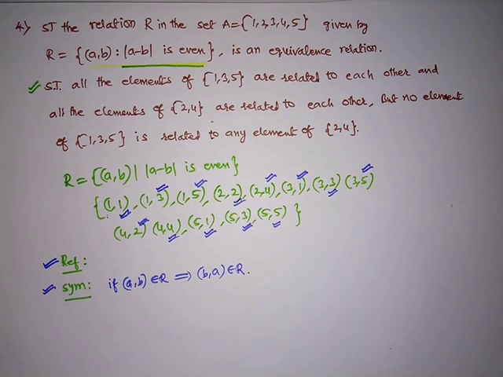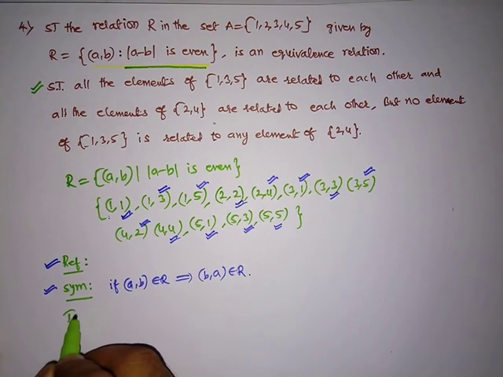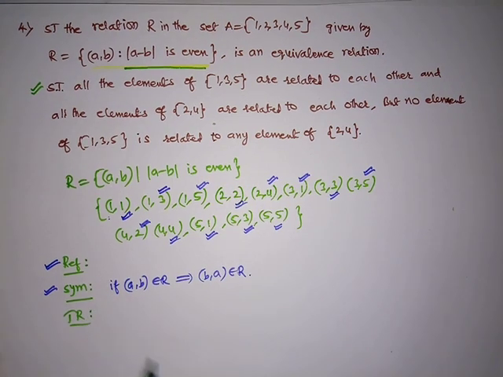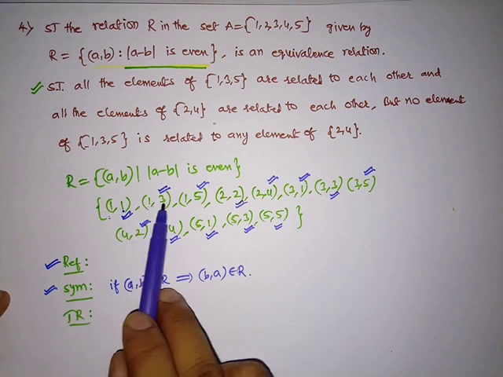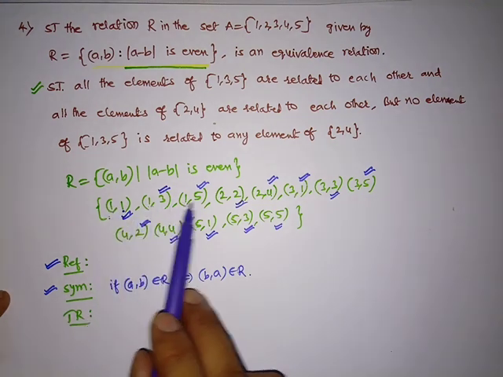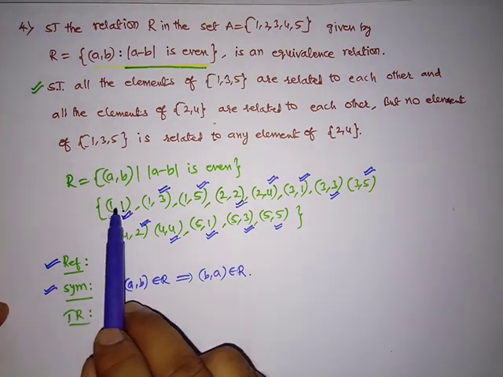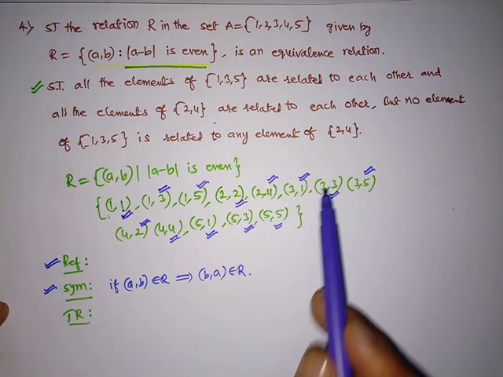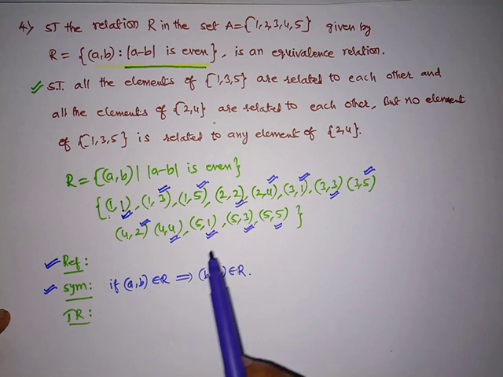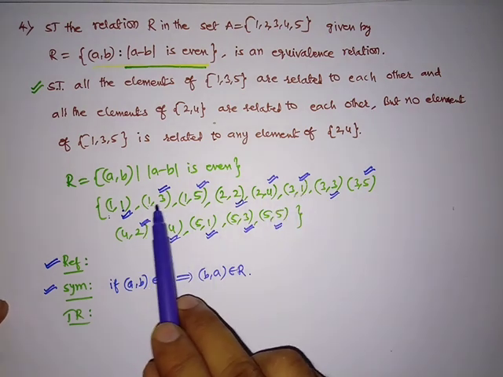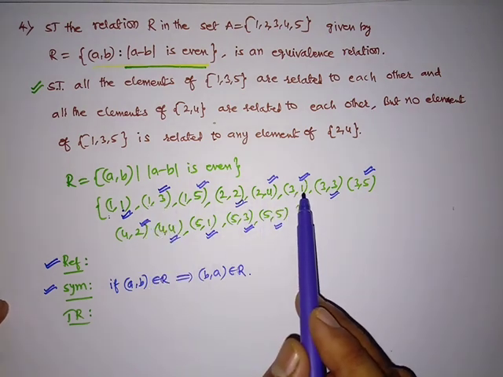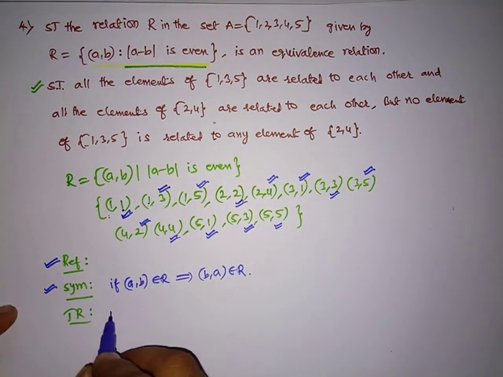Coming to the next, whether it is transitive or not. In the transitive case, starting with 1, 1 comma 3 is present, 1 comma 1, 1 comma 5 is present, okay. So there is no need of considering 1 comma 1, 2 comma 2, 3 comma 3, 4 comma 4, 5 comma 5, which are related elements. Other than that, we will see the other ones. 1 comma 3 is present, 3 comma 1 is present, a comma b, b comma c is present, then 1 comma 1 is also present.